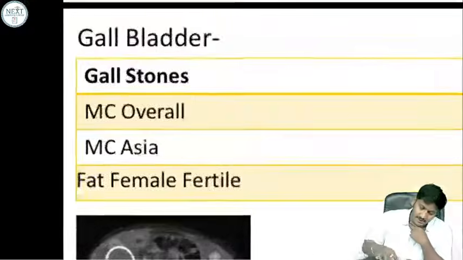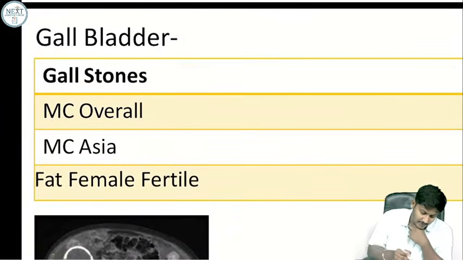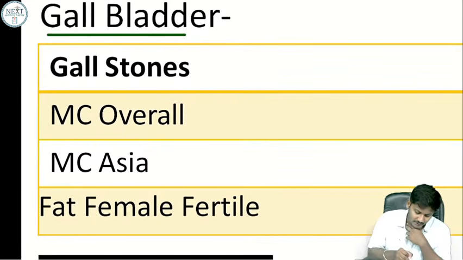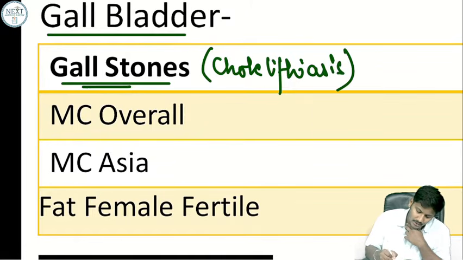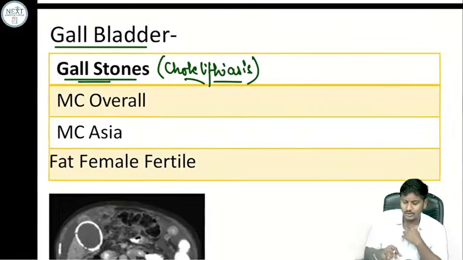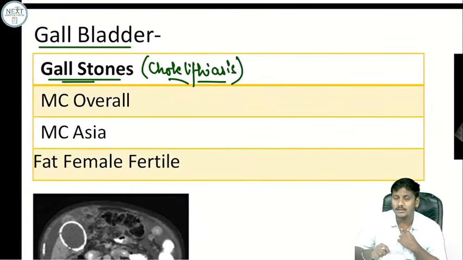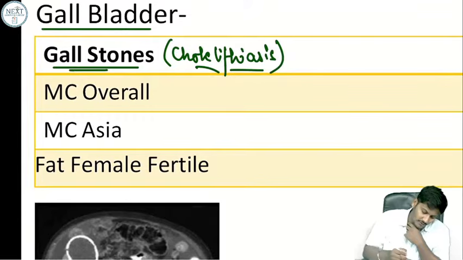Yes. Next, if I talk about gallbladder, that is nothing else but gallstones now. Gallstones is nothing else but cholelithiasis. Remember, don't get confused between cholelithiasis and choledocholithiasis. Cholelithiasis means gallstones and choledocholithiasis means stones inside the common bile duct. Docho means duct. Clear?